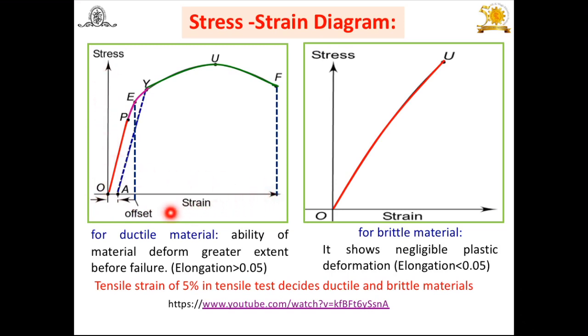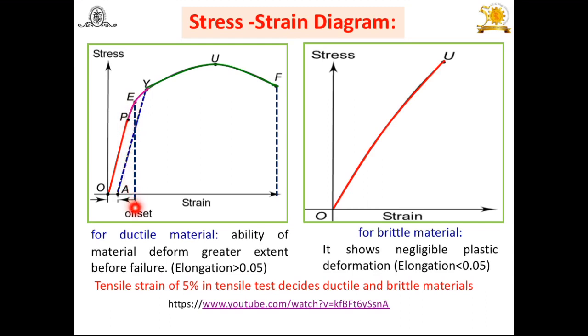Now here you will find O to P is the proportional limit. That means as the load increases, stress gets induced because of this load. Stress and strain are directly proportional up to P. That is the proportional limit you will find here. Then another important point, from this P to E, again it is going to increase. E is the elastic limit.